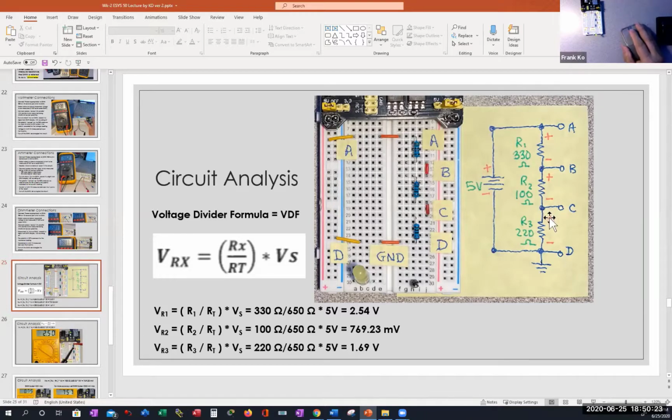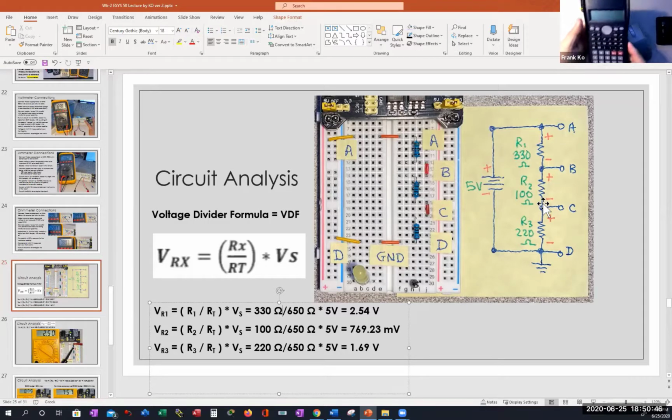Because if you add these up, you get 650. And if you go to divide, oops, silly me, I have to fix this. I got so excited doing this earlier. No, this is right. And then so 330 divide by 650 times 5. So everybody do that on your calculator. I'll do that also. 330 divide by 650 and multiply times 5, then hit equals.